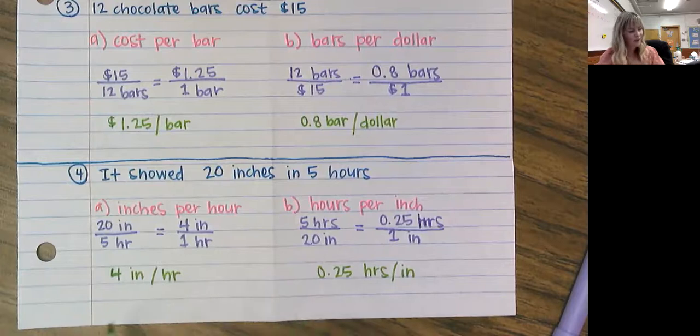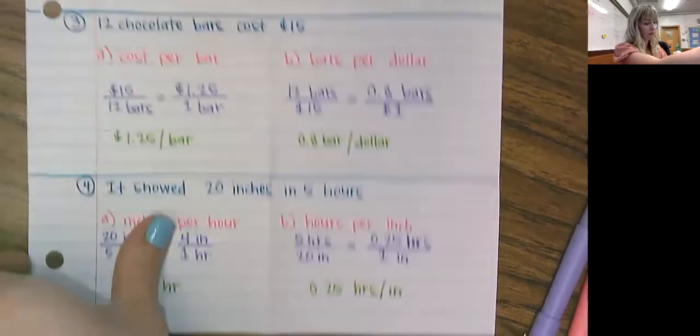And which one sounds more, this one to me sounds more like something we'd actually say, 4 inches per hour, again, because time is usually on the bottom, because we usually say per hour, per day, per month, per year. That just makes more sense. Okay, here's what's going to happen now. Everybody flip your paper over.